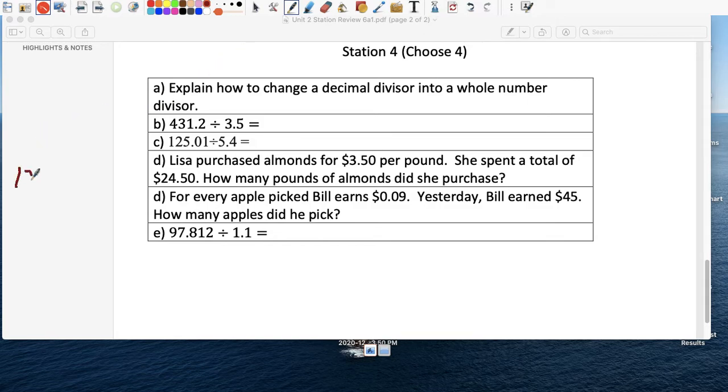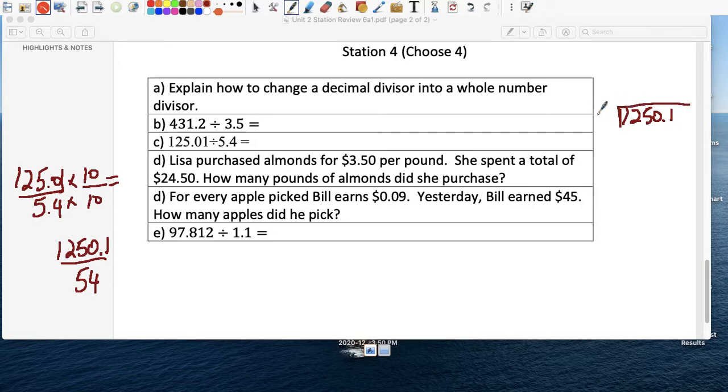Next, 125.01 divided by 5.4. And we're going to multiply top and bottom by 10. So I'm going to get 54 at the bottom, which is nice. And then at the top, I'm going to get 1250.1. The decimal moves 1 over. So that's what I get. So now I can divide that.